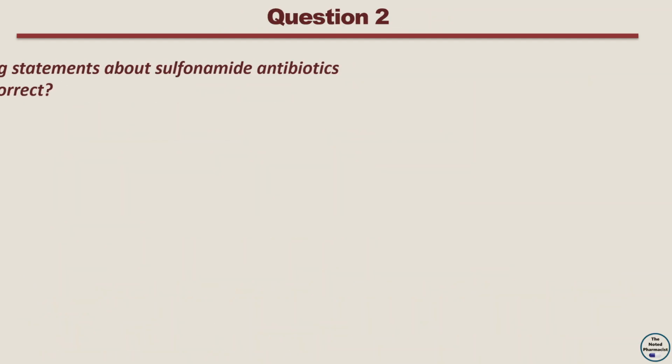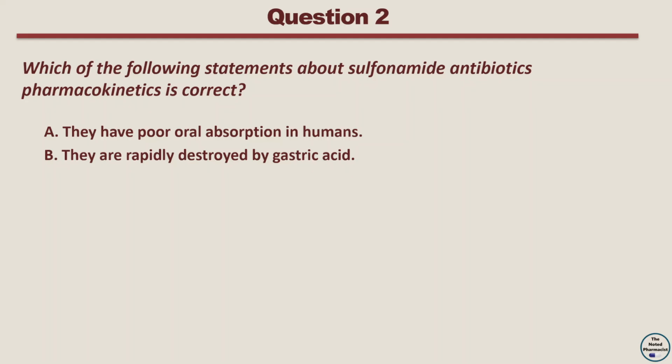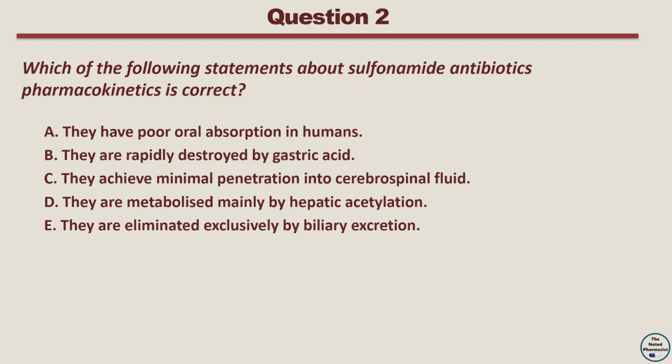Question 2. Which of the following statements about sulfonamide antibiotics pharmacokinetics is correct? Option A. They have poor oral absorption in humans. Option B. They are rapidly destroyed by gastric acid. Option C. They achieve minimal penetration into cerebrospinal fluid. Option D. They are metabolized mainly by hepatic acetylation. Option E. They are eliminated exclusively by biliary excretion.